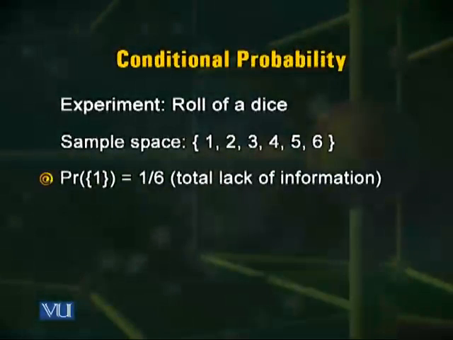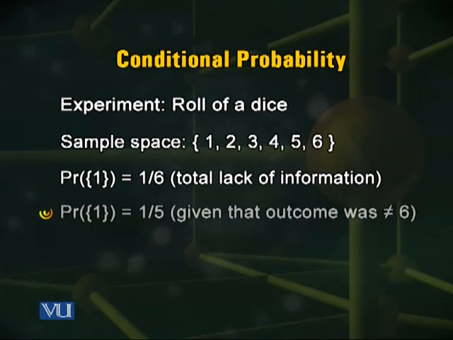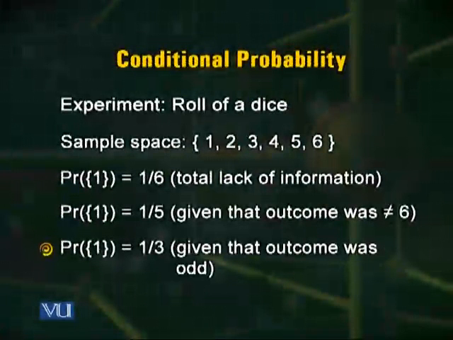So without any information, the probability of the outcome being 1 is equal to 1 over 6. And with this additional information that the outcome is not equal to 6, the conditional probability of 1 has increased to 1 over 5. There are other kinds of information that you can get which change the probability of an event. For example, if we continue with the example of this roll of dice, and your friend rolls a dice and tells you that the outcome is an odd number.